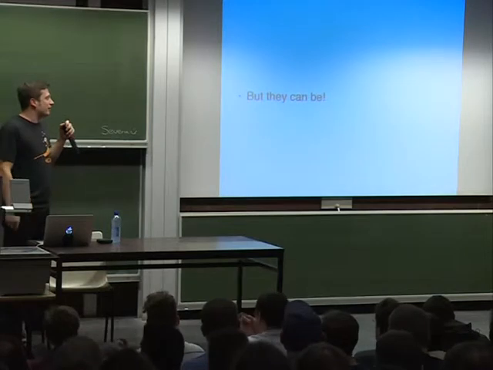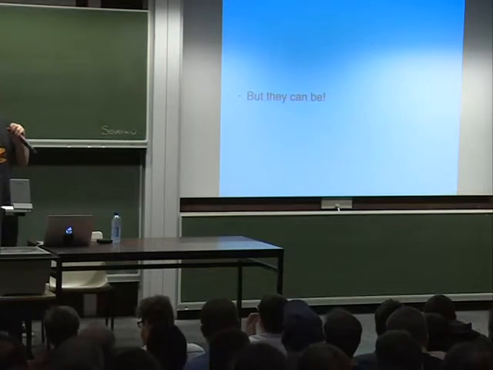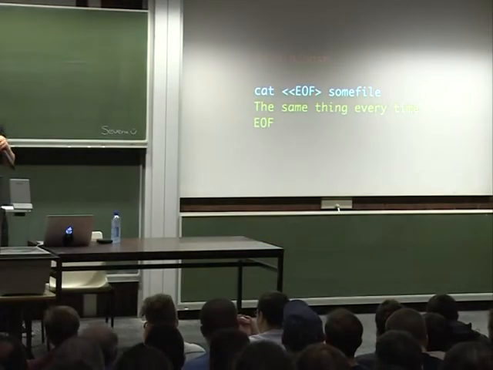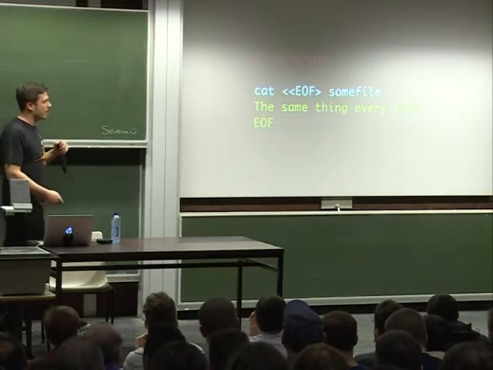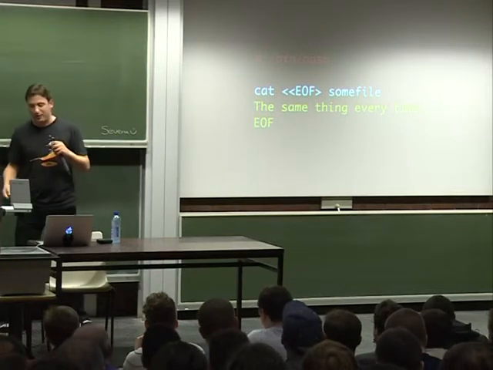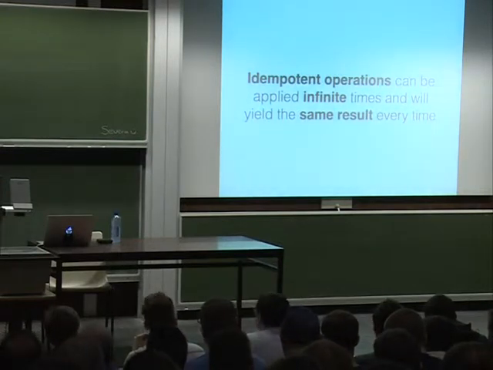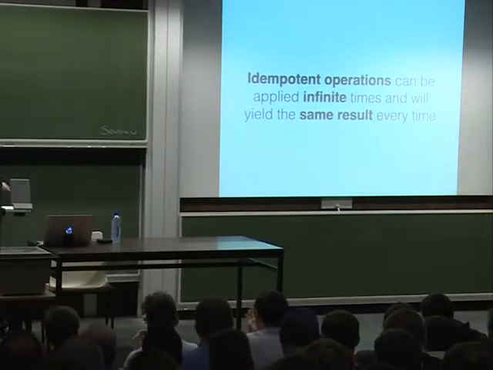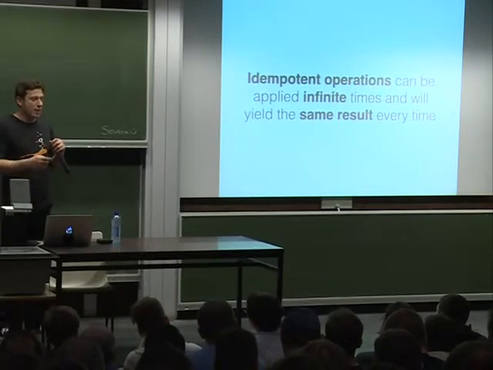But they can be. Scripts can be safe to repeat. They totally can, but you have to write them with this in mind. Here's an example of an idempotent operation. This is idempotent because it's truncating the file. Idempotent just means that you can apply the operation an infinite number of times and you will always get the same results. It says nothing about having to actually do the work or not. They're similar, very closely related concepts, but they're different.